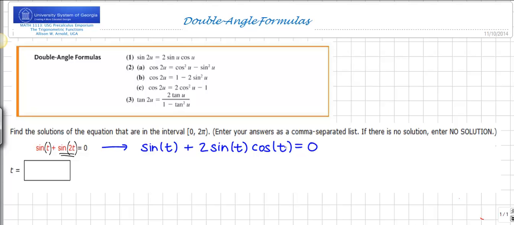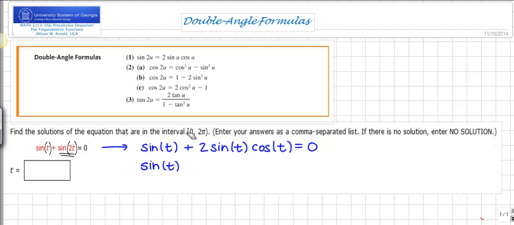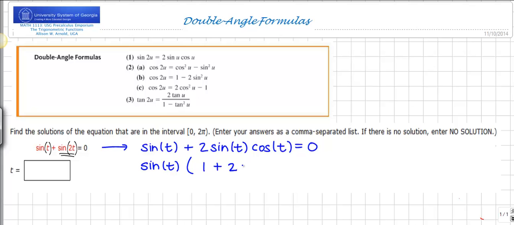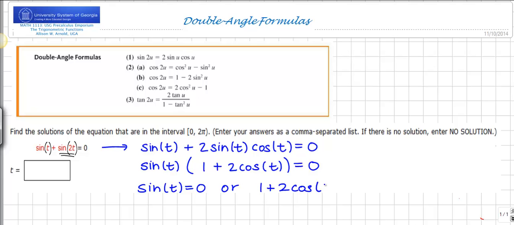So, looking at the equation sine of t plus twice sine of t times cosine of t equals 0, we see a common factor of sine of t. The other factor is now 1 plus 2 cosine of t. The whole thing equals 0, which does mean that sine of t is 0, or 1 plus 2 cosine of t has to be 0.